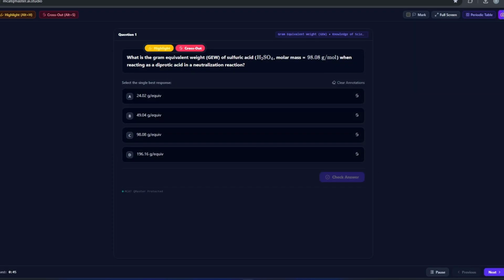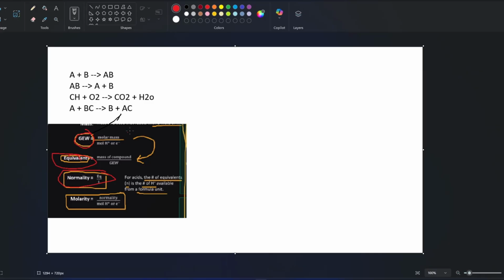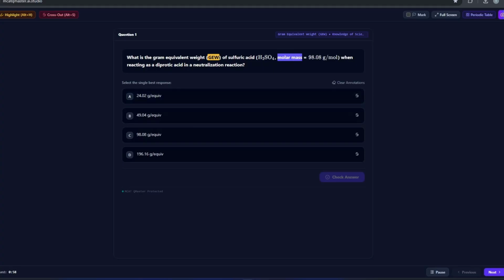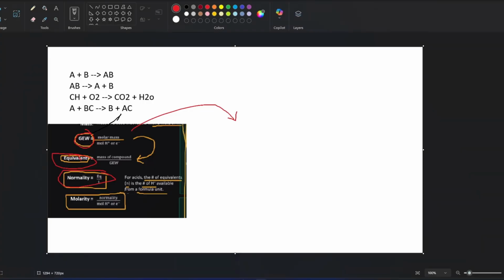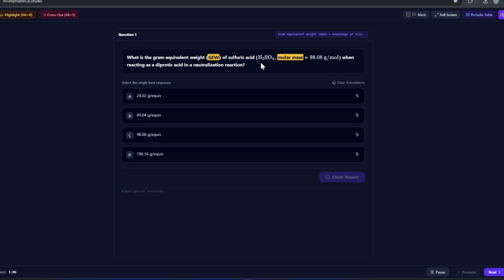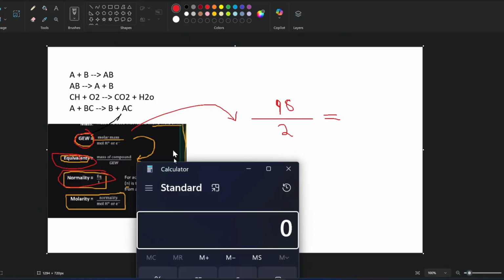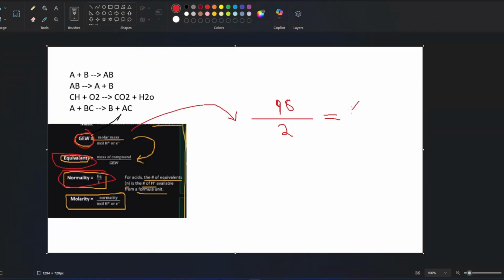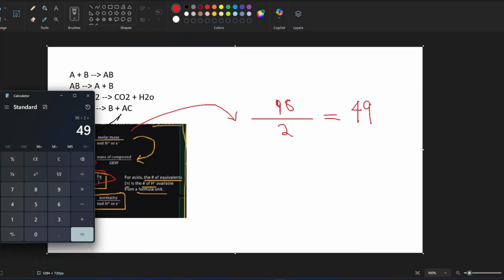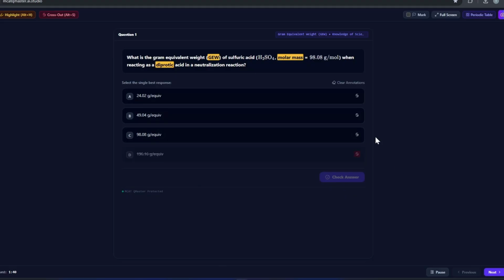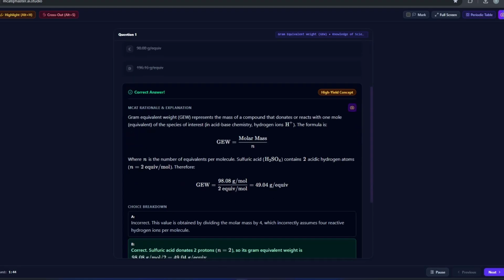So what is the gram equivalent weight, the GEW, of sulfuric acid when reacting with a diprotic acid in a neutralization reaction? So what you're going to do is find the molar mass, right? You're going to use the formula molar mass over mole H+ or electron. We know it's diprotic, right? So molar mass would be 98 over 2. And then we can always use our calculator. 98 divided by 2 is 49. So the answer should be 49, right? Let's see. So this one I'm going to strike through. 49, check answer, boom. That's our answer.